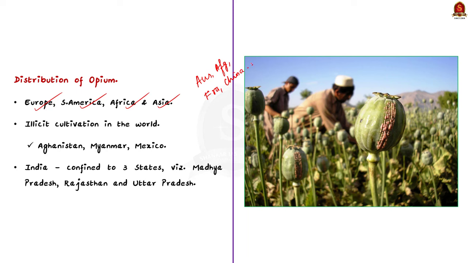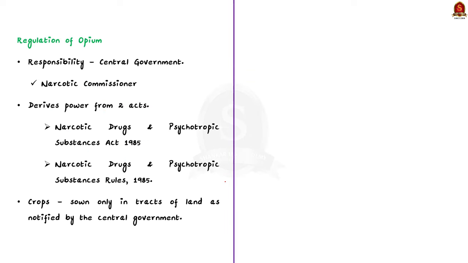However, there is also a menace of illegal OPM cultivation, and this primarily comes from three countries, that is Afghanistan, Myanmar and Mexico. If you take India, the cultivation of OPM is confined to three states: Madhya Pradesh, Rajasthan and Uttar Pradesh. Note that Mandsaur district of Madhya Pradesh and Chittorgarh district of Rajasthan constitute 80% of OPM cultivated in India.